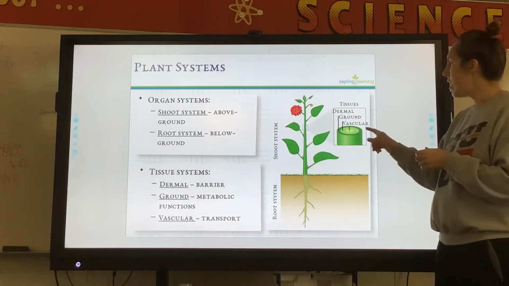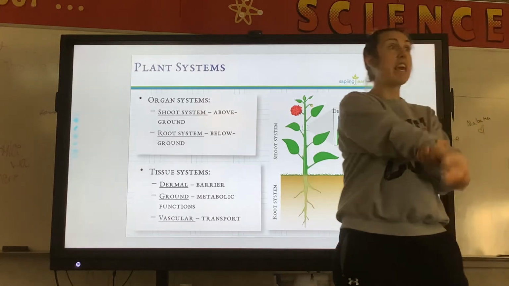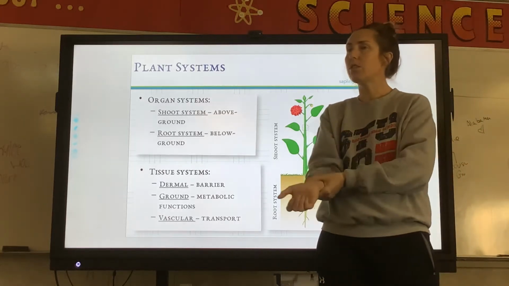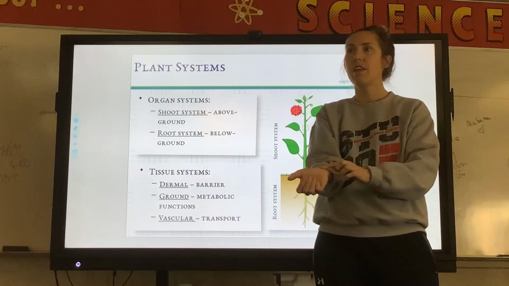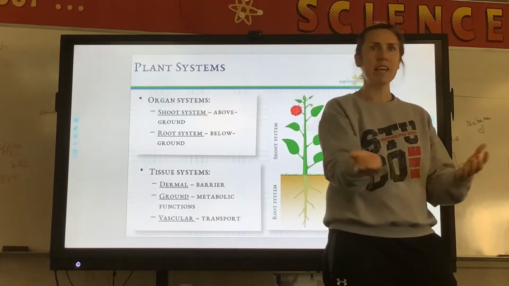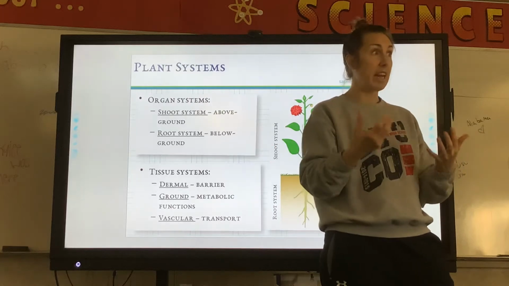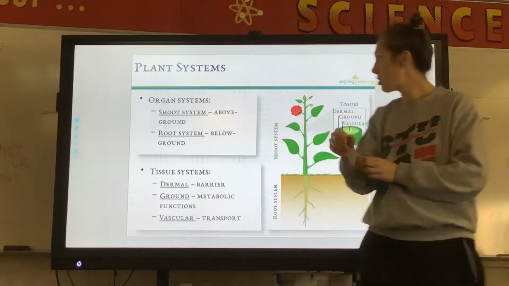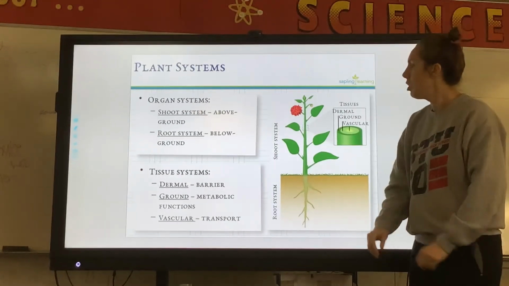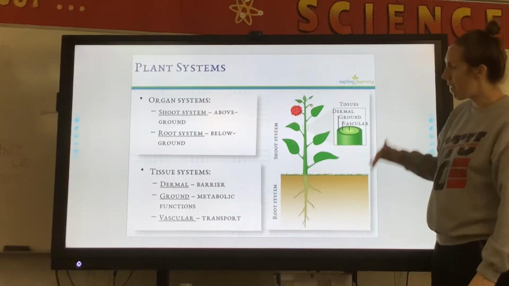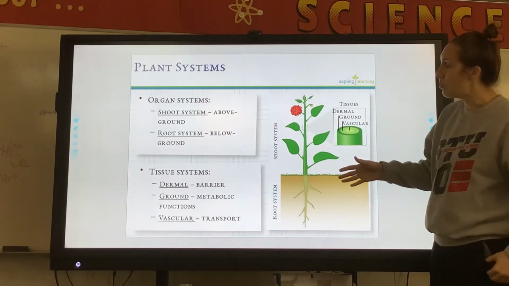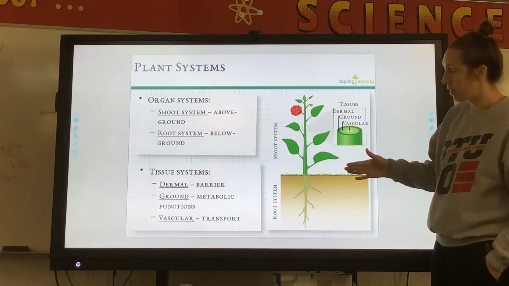Awesome. Then you got vascular, which means veins. What is the vascular system in a human called? Circulatory. And guess what? It just transports things. Well, guess what? Plants also have a veiny system that transports. Awesome. So they're very similar. We have dermal, vascular, and then ground, they're saying for the metabolic, okay?